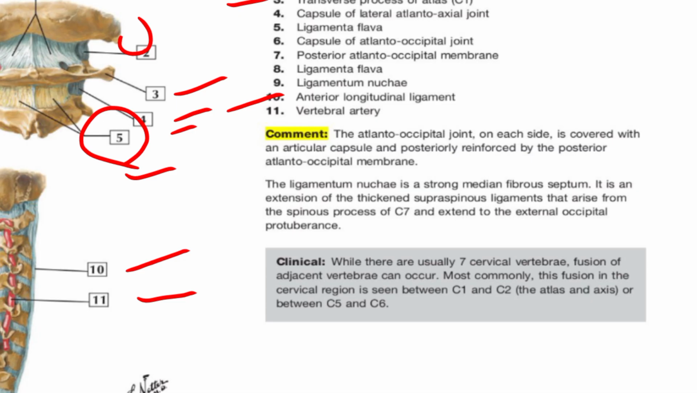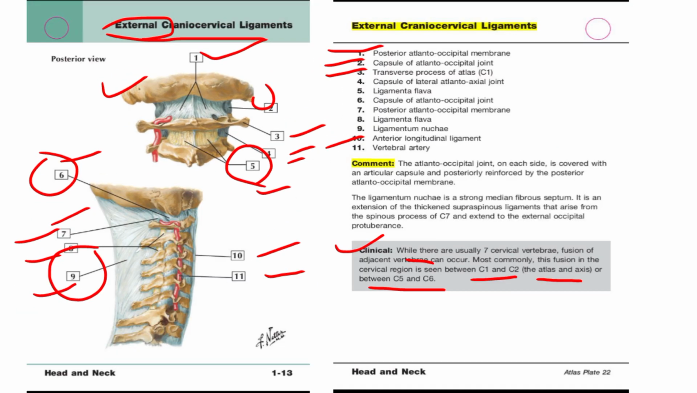Now we will discuss the clinicals. While there are usually seven cervical vertebrae, fusion of adjacent vertebrae can occur. The most common fusion in the cervical region is between C1 and C2, that is the atlas and axis, or between C5 and C6.